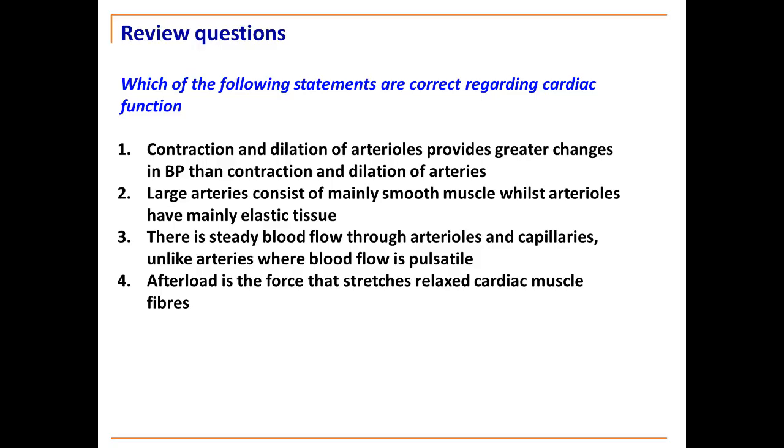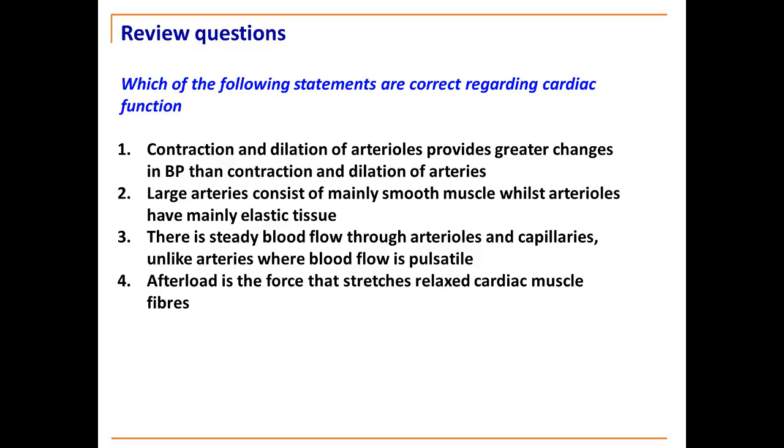The reason we're talking about this is because it becomes relevant when we're thinking about the cardiovascular system and some changes that occur during shock itself. Which of the following statements are correct regarding cardiac function? Contraction and dilation of arterioles provides greater changes in blood pressure than contraction and dilation of arteries. That is obviously correct. Vasodilation and vasoconstriction of arterioles alters blood pressure a lot more.